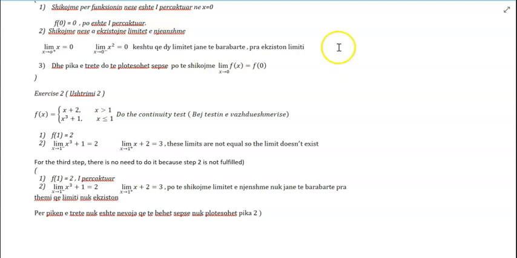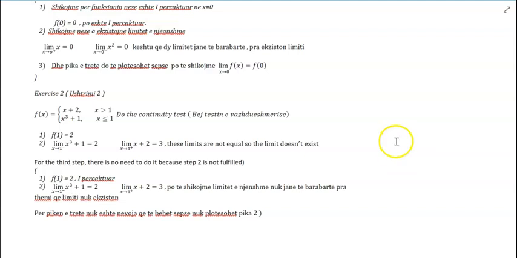the limit. From the right and from the left, we have the limit when x goes to 1 from the left side of x cubed plus 1, that is equal to 2. And the limit when x goes to 1 from the right of x plus 2, because x is greater than 1, is equal to 3. So these limits are not equal, and the limit doesn't exist.